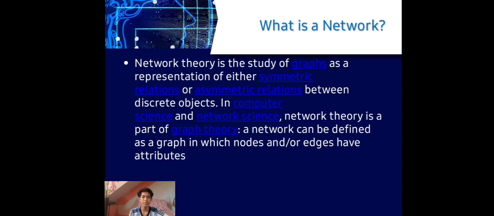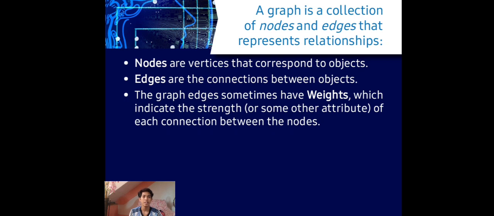A network can be defined as a graph in which nodes and/or edges have attributes. A graph is a collection of nodes and edges that represents relationships. Nodes are vertices that correspond to objects. Edges are the connections between objects. The graph's edges sometimes have weights which indicate the strength or some other attribute of each connection between the nodes.